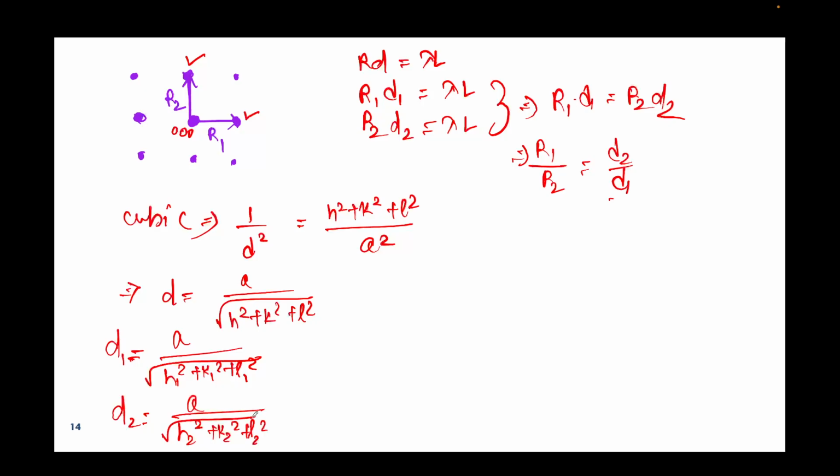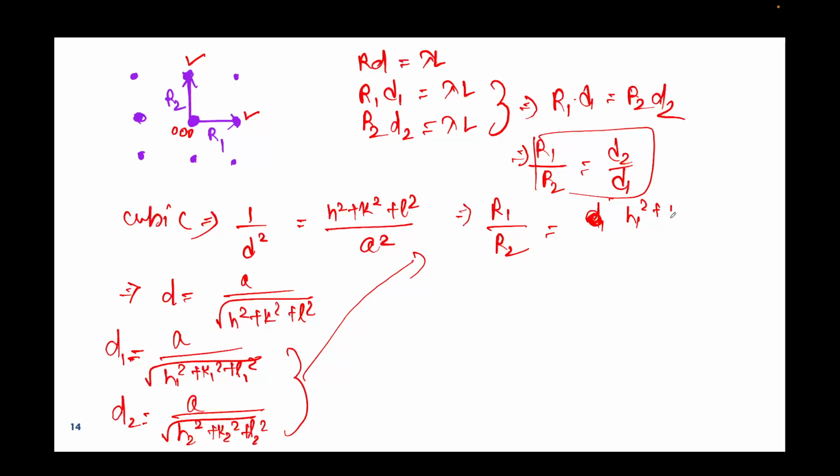Now if I put the D1 value and D2 value in this equation, what will I get? I will get R1 by R2. Since D and the square root of H square plus K square plus L square are inversely proportional, what I will get is R1 by R2 equal to the square root of H1 square plus K1 square plus L1 square divided by H2 square plus K2 square plus L2 square. This value I will get.